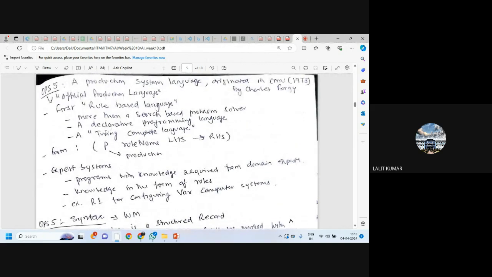The rule is written within brackets. It has a P, which signifies that it is a rule. Then the rule has a rule name, then it has the LHS, some patterns, then an arrow, and then the RHS.